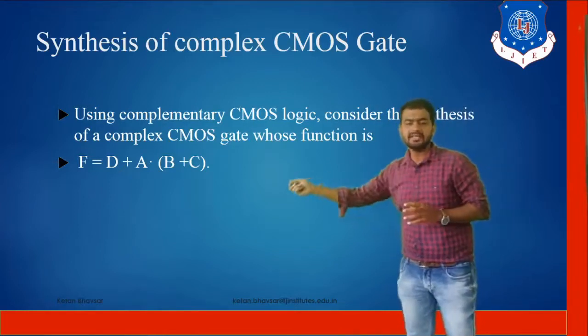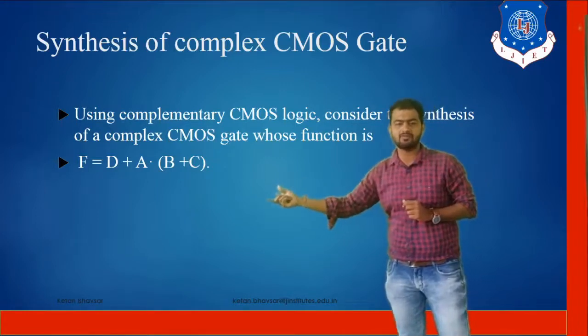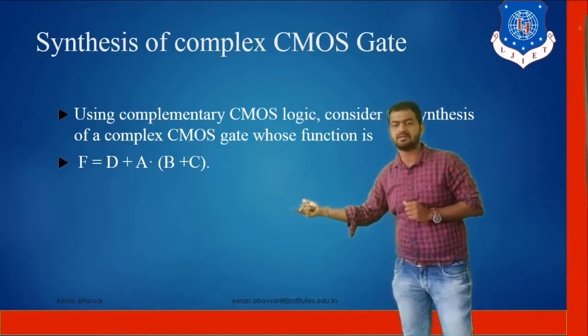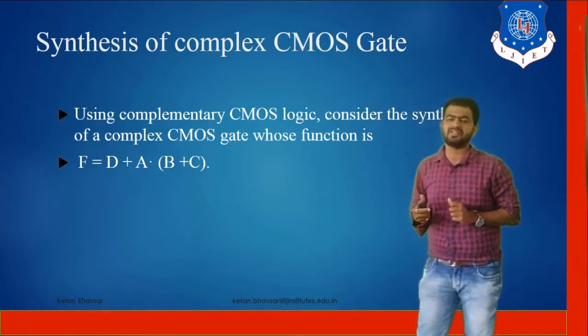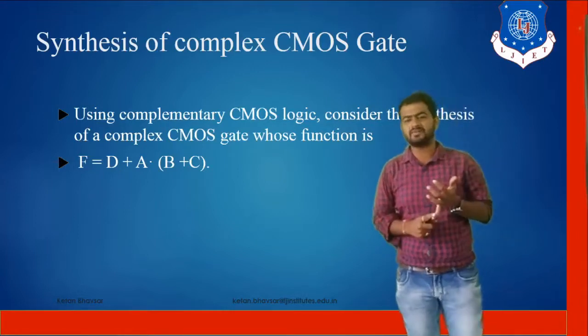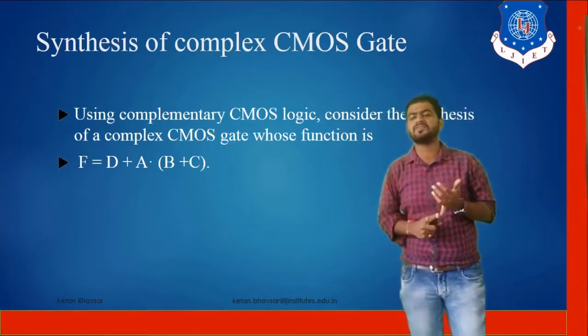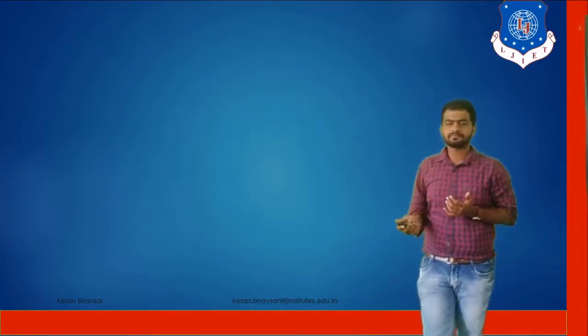As you can see here, D plus A means D and A have a NOR gate, so we have to make a NOR gate configuration. Then A and B, C again have a NAND gate, and B and C have a NOR gate configuration. Ultimately, we have multiplication and addition. So for the multiplication we use a NAND gate, and for the addition we use a NOR gate configuration.